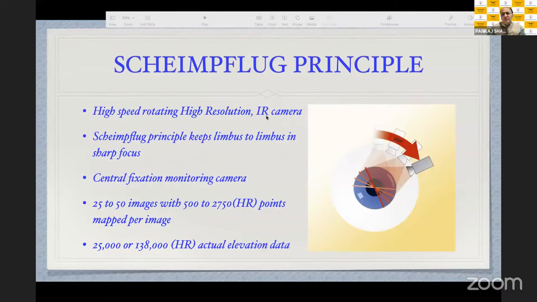So what is the Scheimpflug principle? Now, Scheimpflug principle means that instead of seeing the images forming from the anterior corneal surface, we take photographs. A high speed rotating high resolution infrared camera is used and it takes photographs all around the cornea. Now, what is the problem in taking photographs? The central part of the cornea is nearer to the camera and the limbus is away from the camera. So when this part of the cornea is closer and this is away, how can you focus everything in one shot?